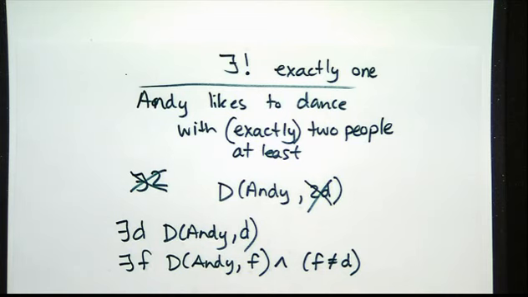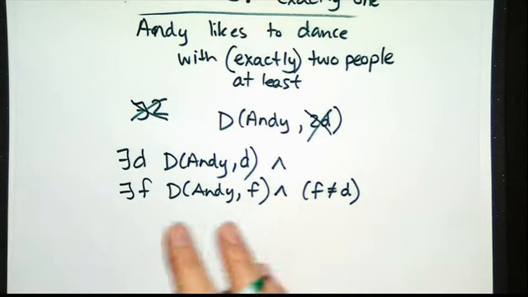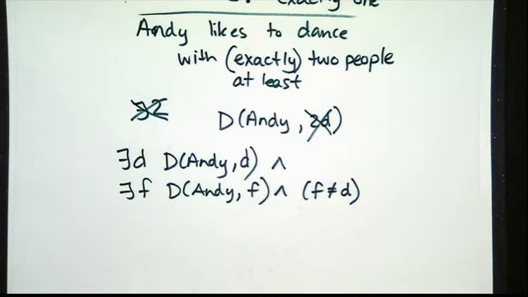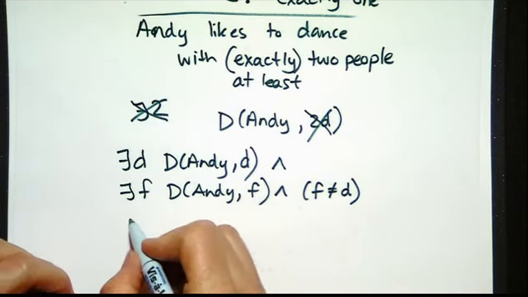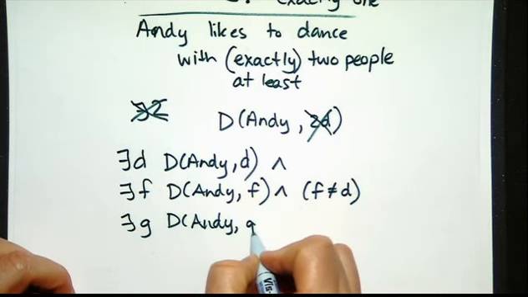Now, are both of these statements true at the same time? Yes. So therefore I need to put an and in between them, right? So now we've actually gotten a statement that says there are two people that Andy likes to dance with. The last thing we do in order to make it an exactly is suppose that there's a third person that Andy likes to dance with. And so we have a formula for making up people that Andy likes to dance with.